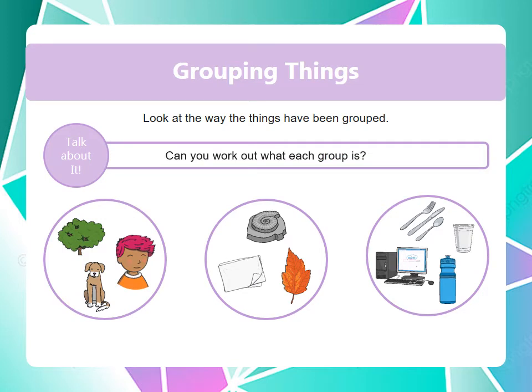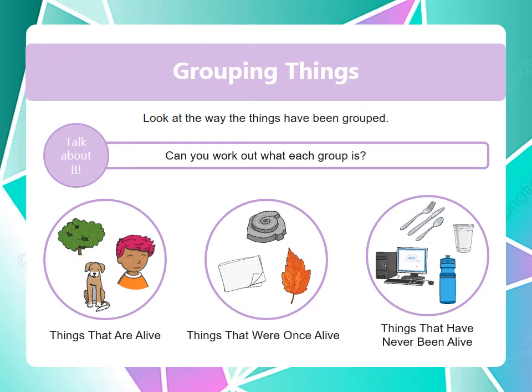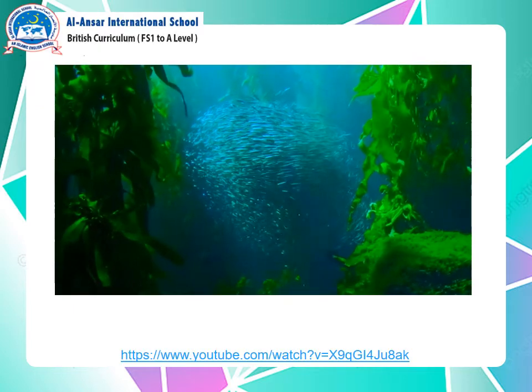Each group has different types of things. The first group is for living things: tree, dog, people. So animals, plants and people are living things. Some things that were once alive are leaf, fossil and paper. The last group is for things that have never been alive. Never. We call them non-living things.